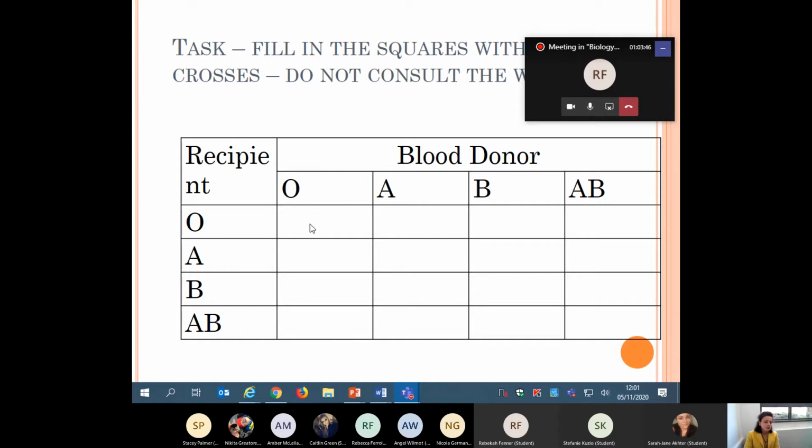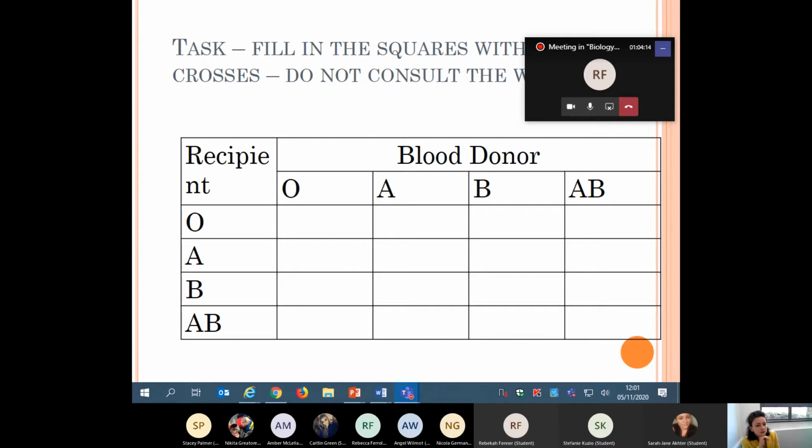Right, so can we start checking the answers? If the donor is A and the recipient is O... yes, of course, good. So tick here: donor A, recipient O. Yes. Yes. Yes. No. Yes. No. No. Okay, we already have disagreement. If anybody on Teams wants to chip in as well.